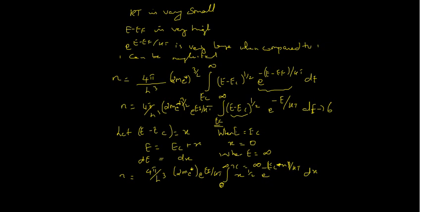Now you can take e power minus EC outside. Already you have EF here, so this becomes e power EF minus EC divided by kT. The only term remaining is the exponential of minus x by kT into dx. So let us go to the next slide.